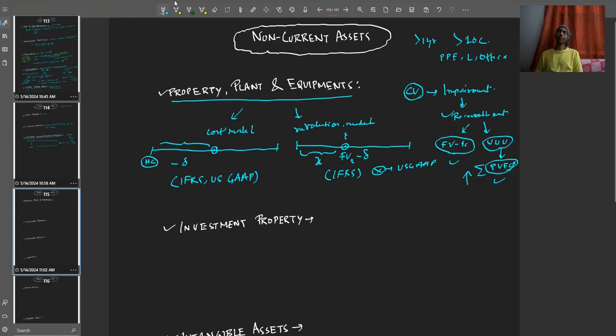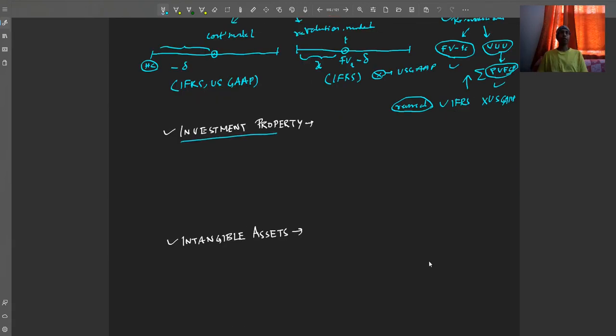And once impairment happens, reversal is allowed under IFRS, but not allowed under US GAAP. So you have to remember this. Reversal of impaired value is not allowed under US GAAP. Investment property. What do we mean by that?